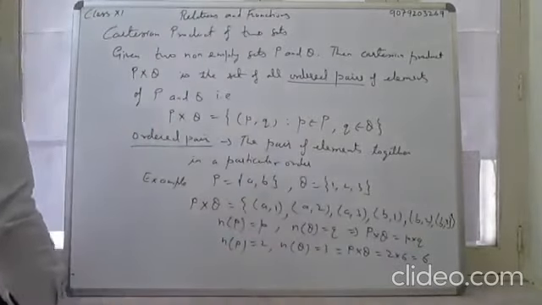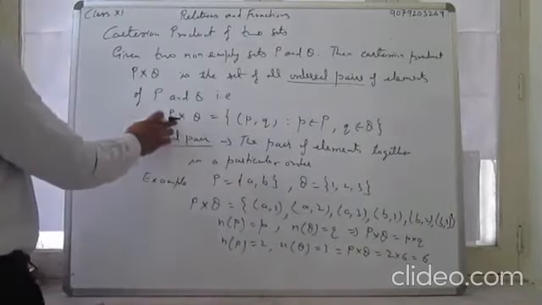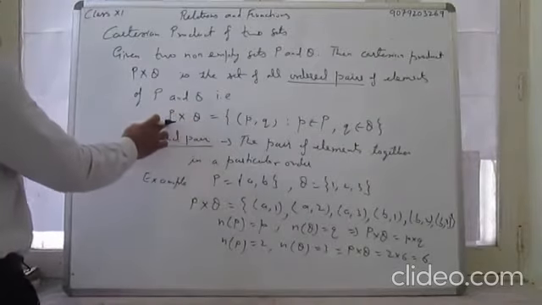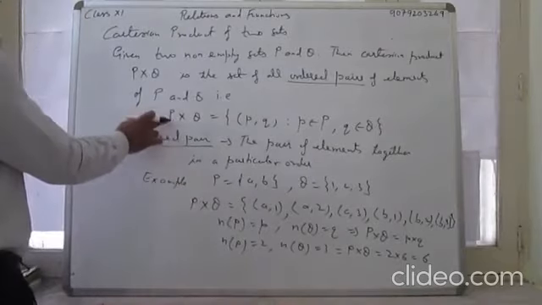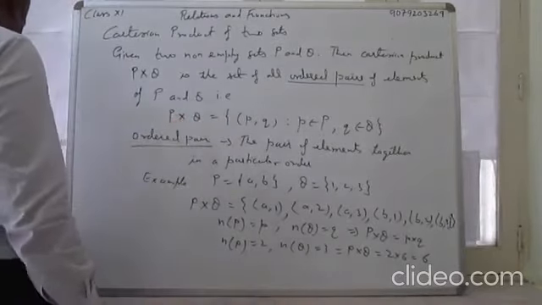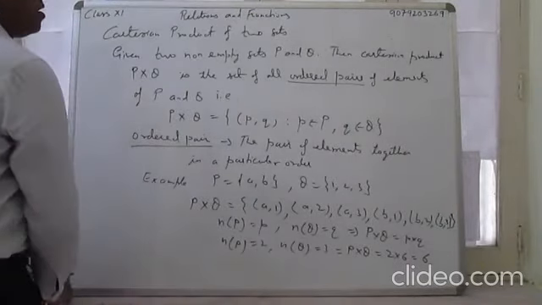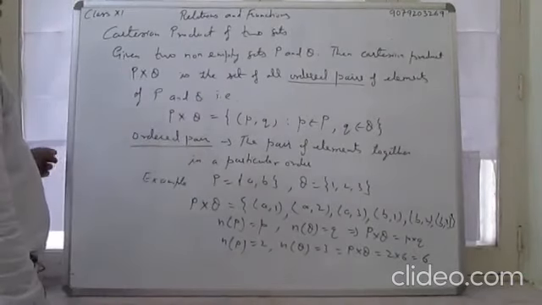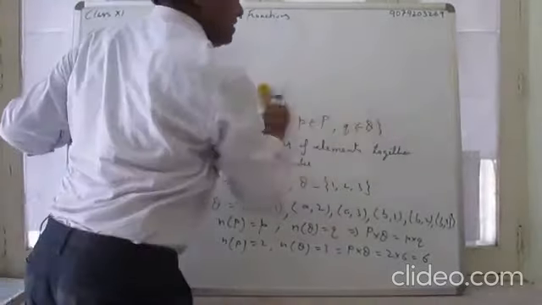Now there are some properties. If in two sets one is a null set and the other is a set, then P cross Q is also a null set. If one of them is a null set, then P cross Q is also a null set. Now if one ordered pair is equal to another ordered pair, then there are some properties we can see here.